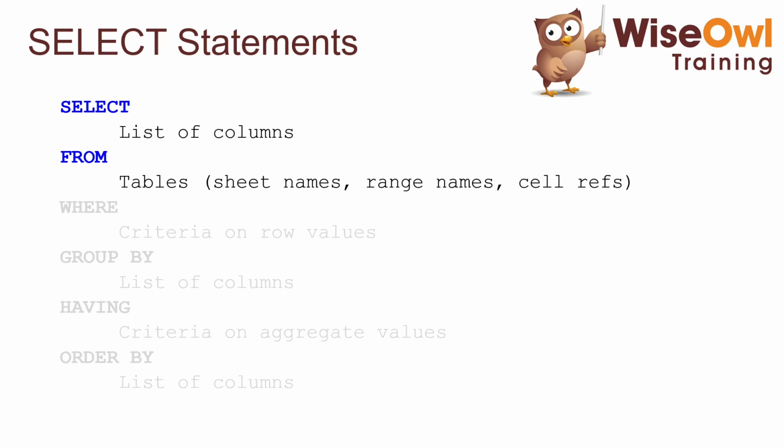We're just going to look at the select list to pick a specific list of columns, and the from clause, which is where we reference the tables. Tables, when you're referencing an Excel workbook, are the sheet names, the range names, and the cell references. So basically exactly what we've been doing up to this point so far.